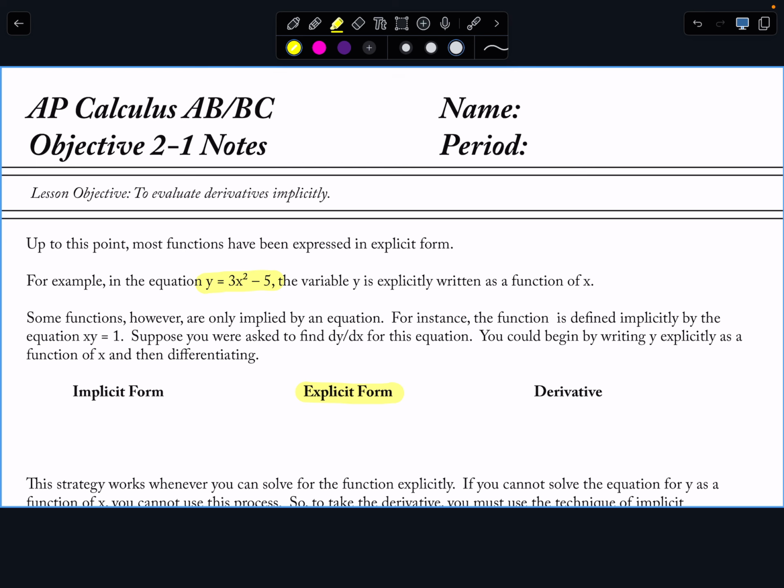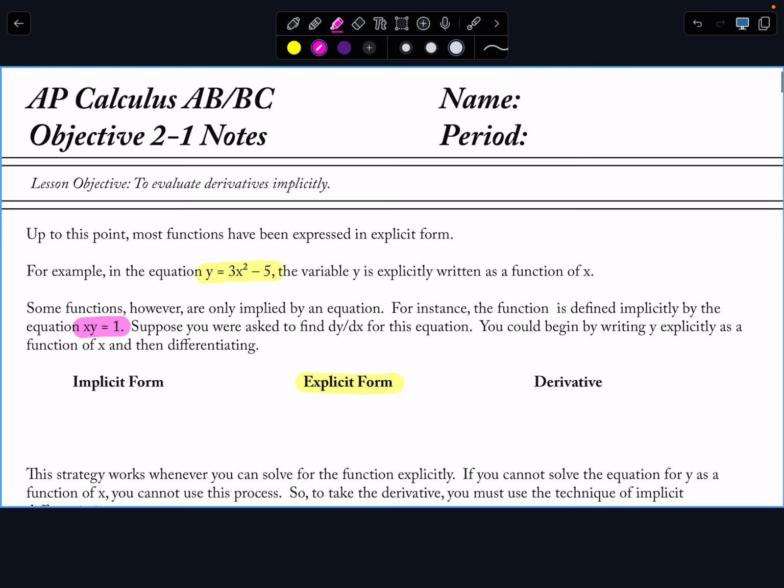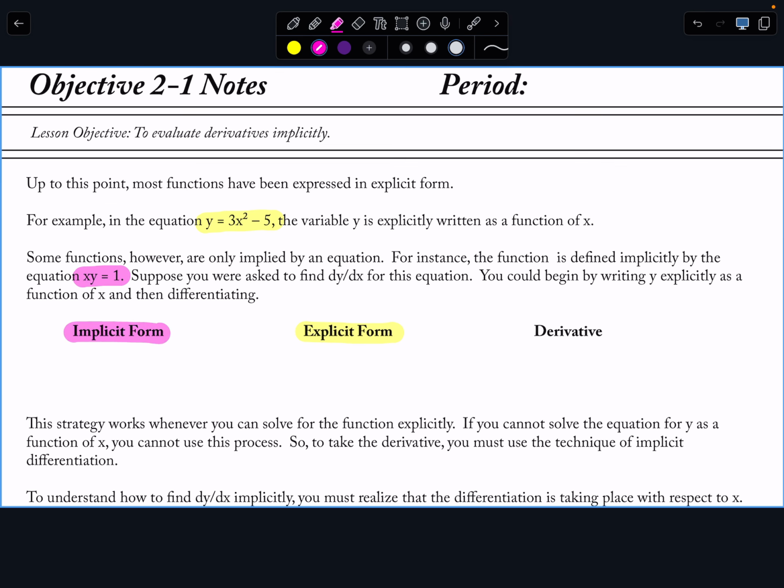An implicit form is if I had x's and y's on the same side, and in the case that you couldn't get y by itself, so something like x to the fifth plus x squared y plus y cubed plus 3y squared equals 7, right? I can't get y by itself. There's nothing that I could do to try to factor or anything to just get y by itself.